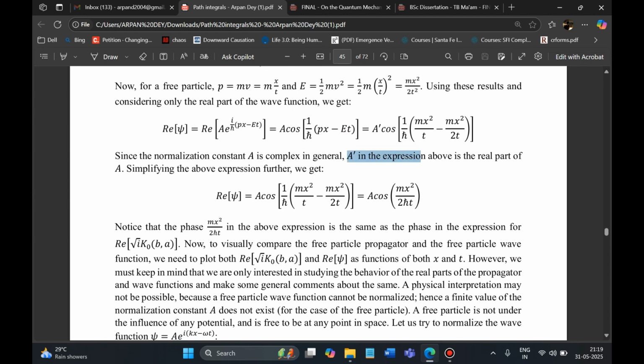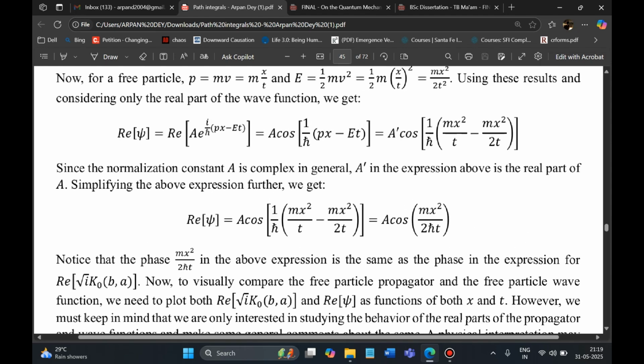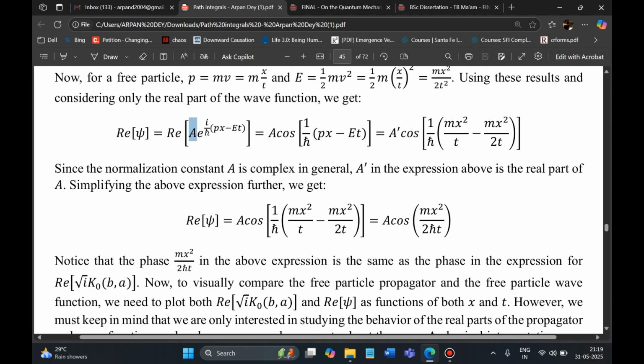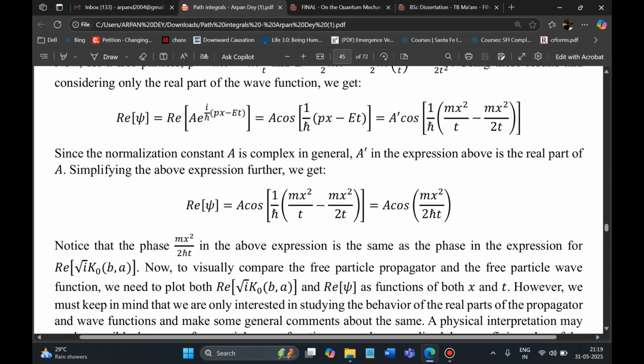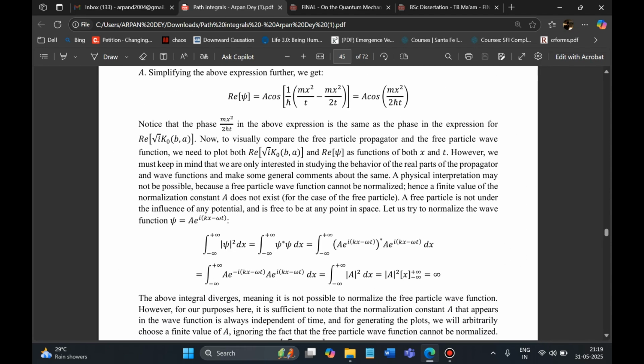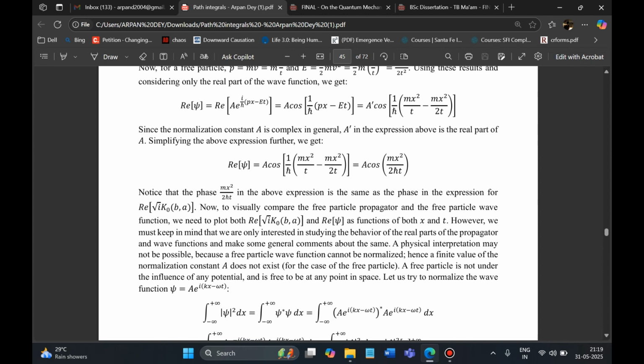A prime is the real part of A, because in general even A can be complex. So if you're considering the real part of this entire thing, we should write A prime. Actually, I should have written A prime here also. This is A, but once we have evaluated the real part, we should write A prime. Anyway, it doesn't really matter very much. So the real part of psi is this thing.